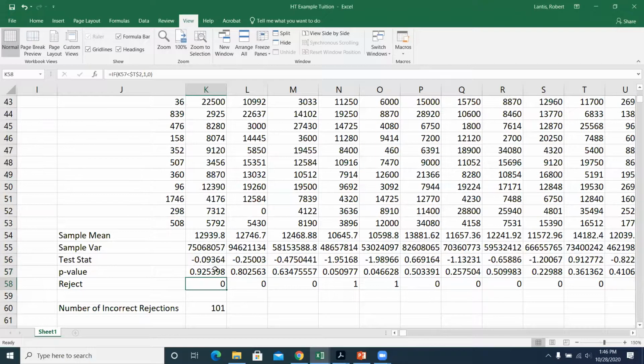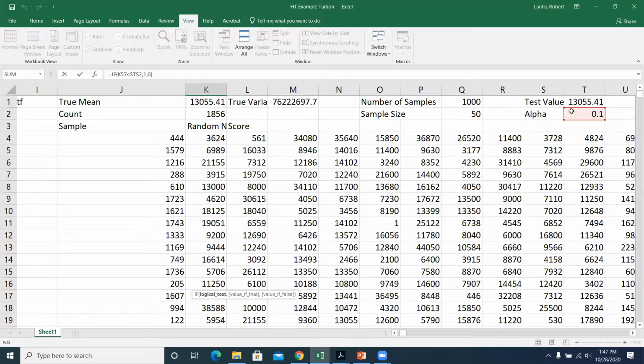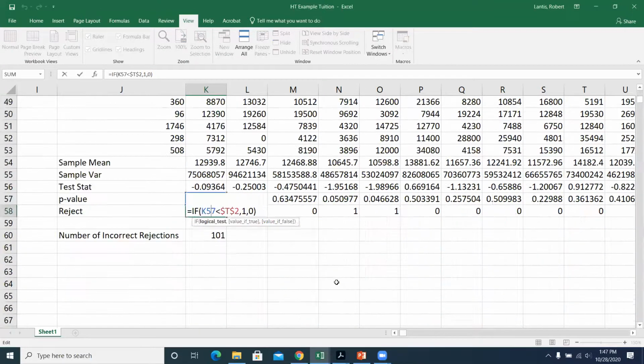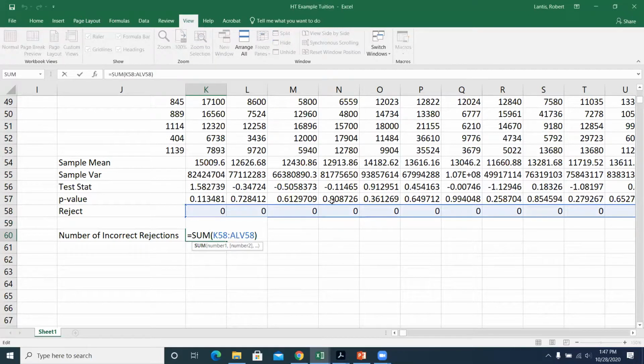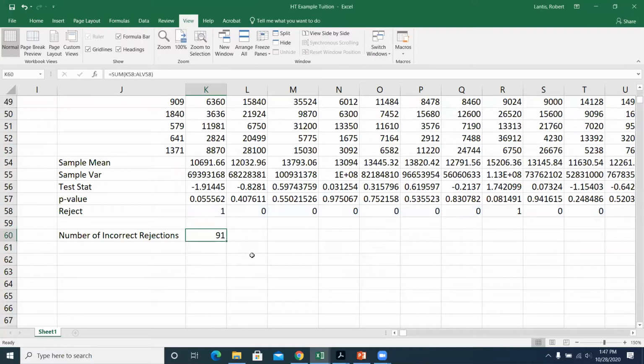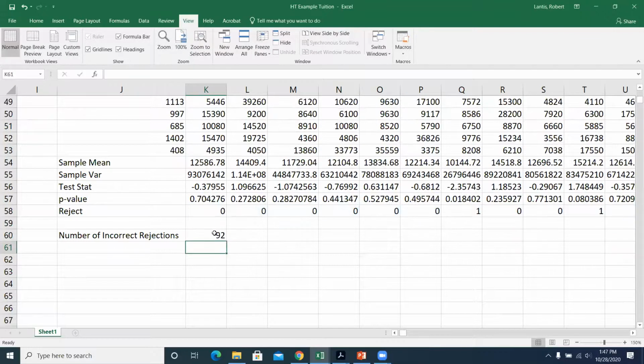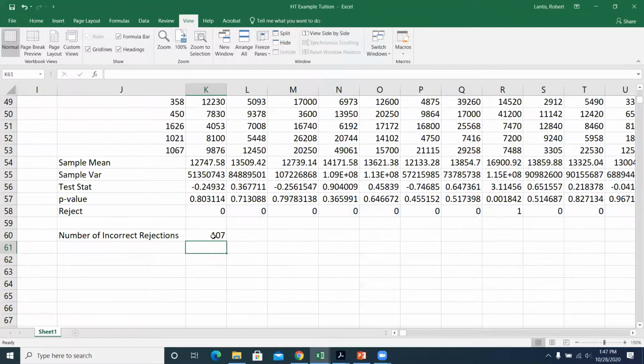Right? So I did this for every single one of these 1,000 samples. And I then use that if statement and say, okay, if that p-value is less than, I chose an alpha of 0.1, then put a 1, if not, put a 0. So 1 would mean that I'm rejecting, 0 means I'm not rejecting. Right? I then added up all those rejection decisions. So this should represent the number of times I rejected. Right? So I'm rejecting 90 out of 1,000 times, 92 out of 1,000, 107 out of 1,000.